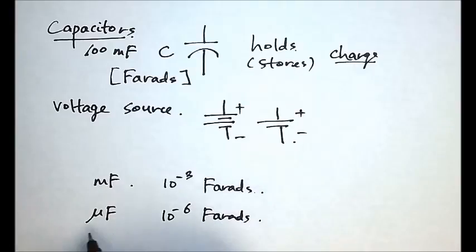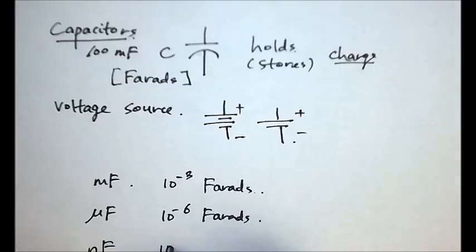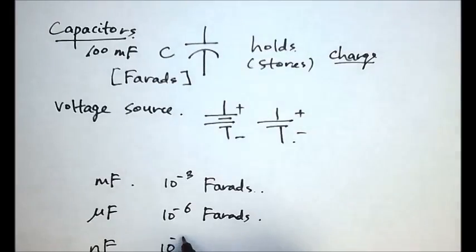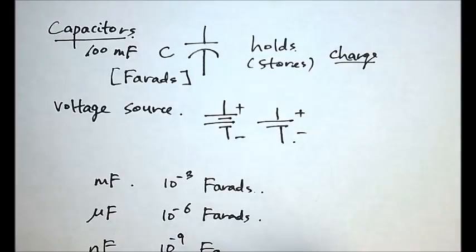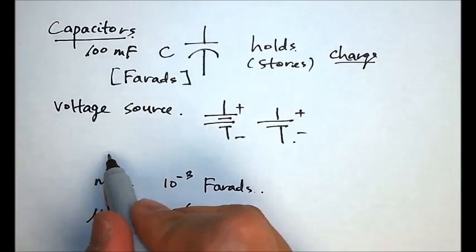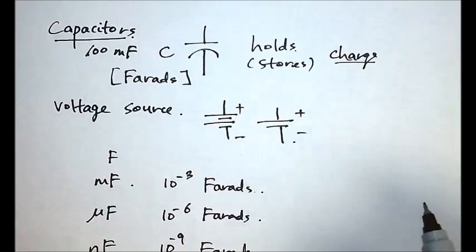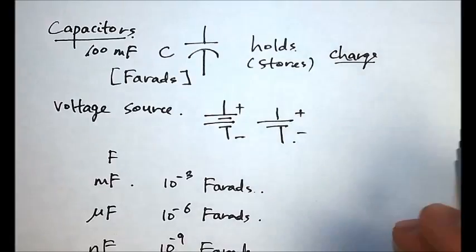And you can also have nano. We have microelectronics now, and in the future we may have nanoelectronics, which is even smaller by a factor of 1,000. So this is 10 to the negative 9 farads, something very, very small. And you can also have just farads, which will be a very big capacitor. Typically these are huge capacitors.